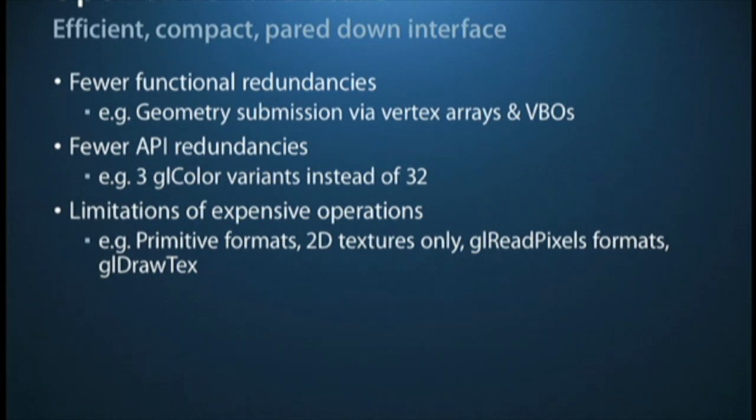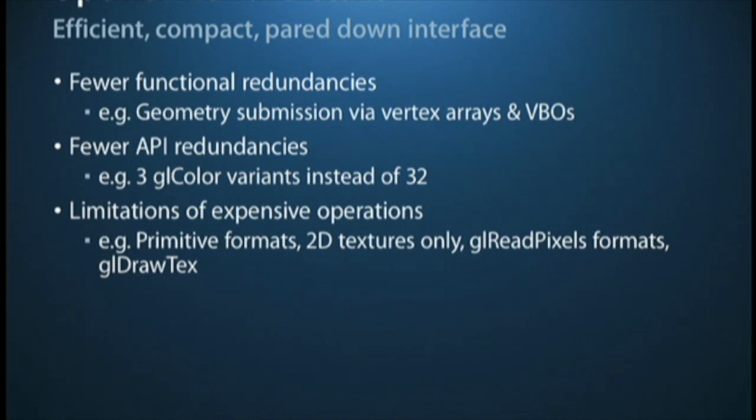And a lot of these come from its design goals. The first goal is to be efficient. So over the years, the desktop version of OpenGL has collected at least 6 different ways to submit vertex data to the GPU. So there is no need to bring all that redundancy over to OpenGL ES. Instead, the most efficient techniques, vertex arrays and VBOs, are the only ones supported.